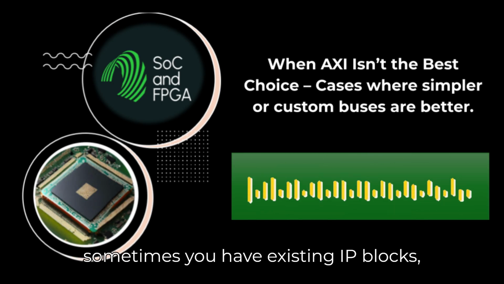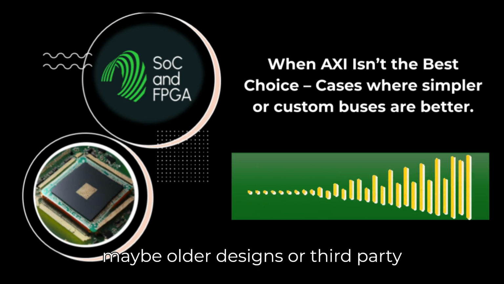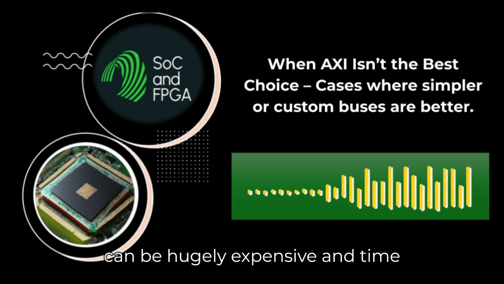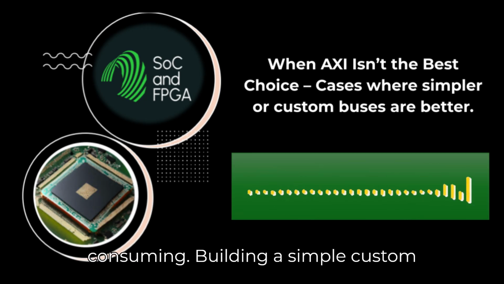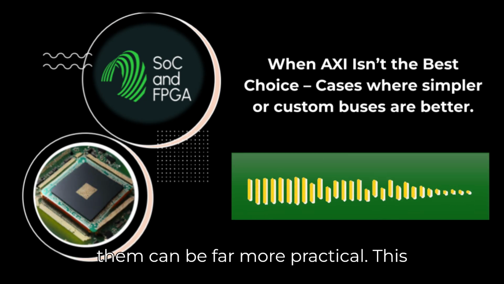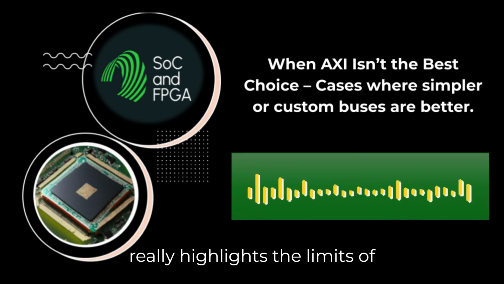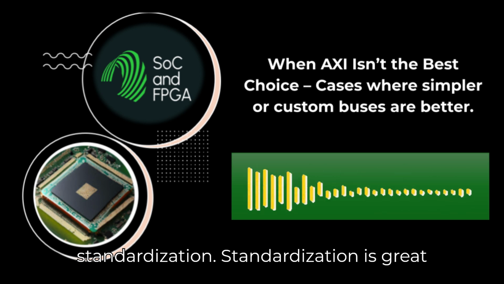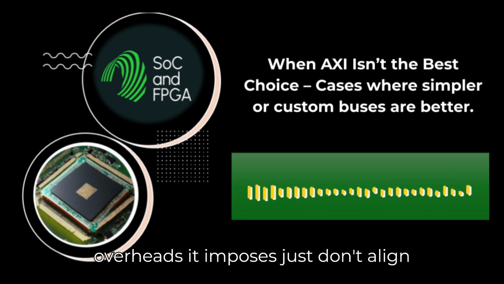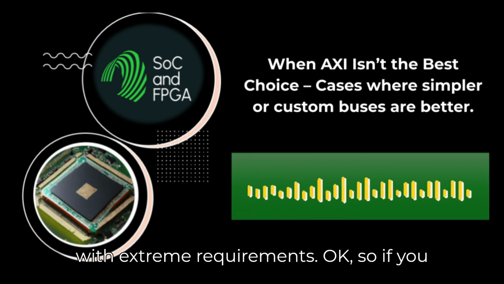And sometimes you have existing IP blocks, maybe older designs or third-party components with unique interfaces. Rewriting them just to add an AXI wrapper can be hugely expensive and time-consuming. Building a simple custom bridge or a small custom bus to integrate them can be far more practical. This really highlights the limits of standardization. Standardization is great for interoperability, but sometimes the overheads it imposes just don't align with extreme requirements.